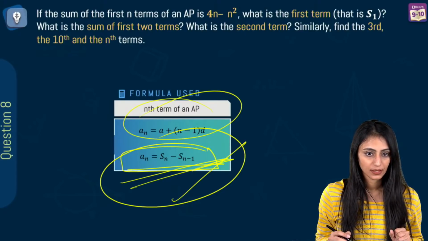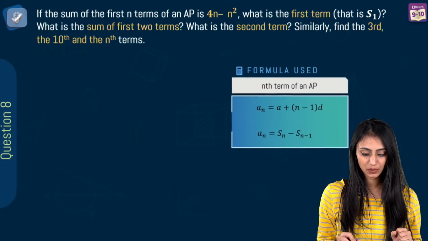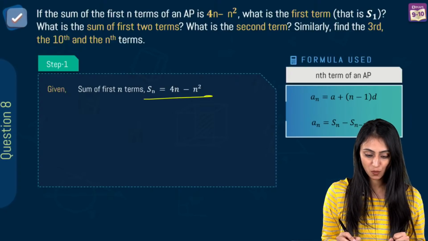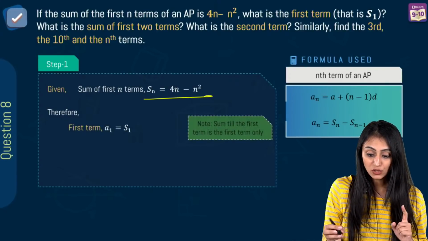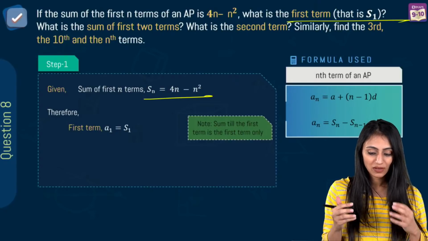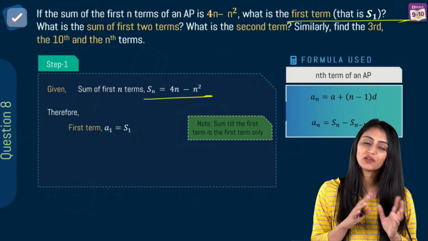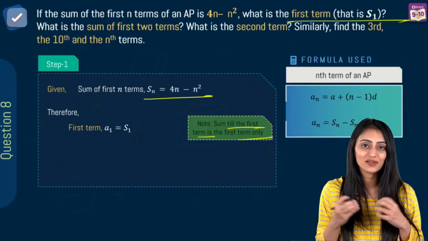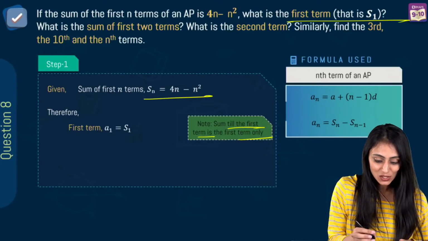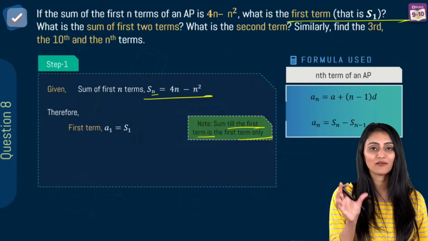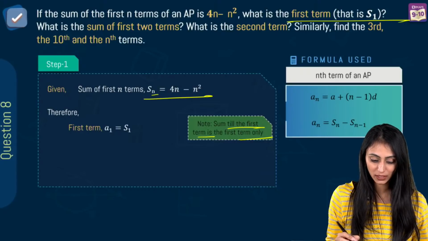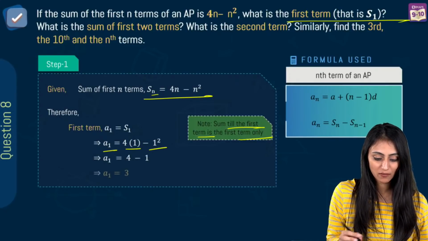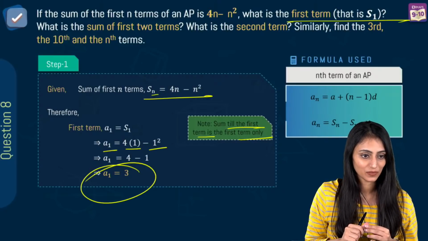Yes. So what we will do here is simply, sum of first n terms, we have that Sn equals 4n minus n square, right? I need to first find out the first term, or S1. When I'm saying S1 and A1 are going to be the same thing, because sum till the first term is the first term only. First term cannot have a sum, right? So I'll simply put 1 over here wherever we have got n. I'll just replace n with 1. So it's going to be A1 equals 4 times 1 minus 1 square. So A1 would be equal to 3 in this case, right?